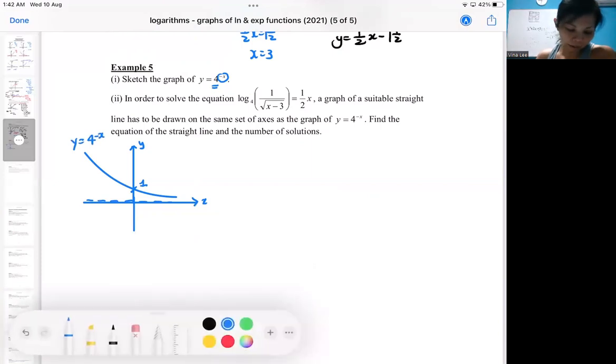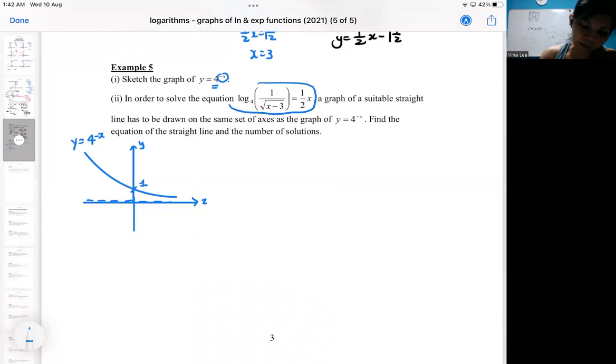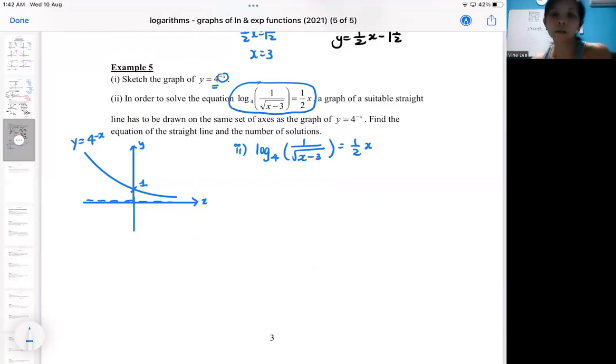So again, the second part is the manipulation. So this is the equation, looks like quite a complex one. So this is the equation to solve. And you actually need to manipulate so that you can get a 4 minus x. So some amount of indices is involved. This is a 1 over. Square root is a power half. So I actually got a minus half power.